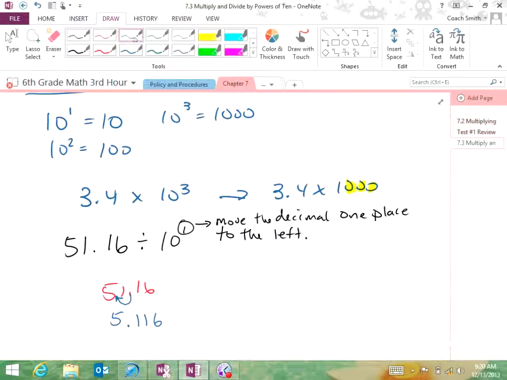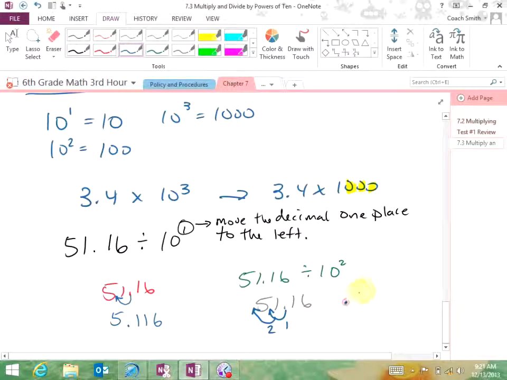Okay? So if I did 51.16 divided by 10 to the second power, then I would go 51.16 and I would move it once, twice to the left. And that would be 0.5116. So I moved it two places to the left. The reason we move it left is because we are dividing.